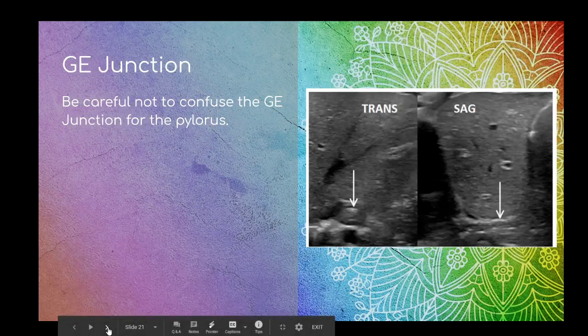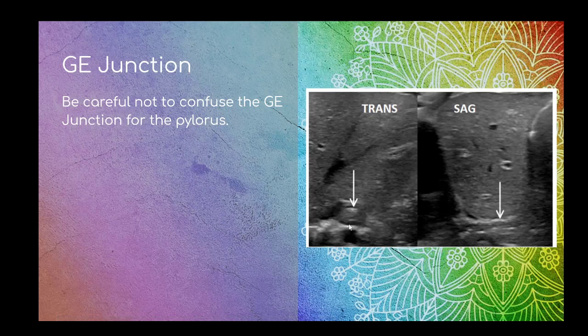The other pitfall of using ultrasound to look at the pylorus is that an inexperienced tech might find the gastroesophageal junction and think that is the pylorus, and it is not. So this is the gastroesophageal junction. This sits a little bit higher. Remember, the esophagus comes in at the fundus of the stomach, so this is higher than where the pylorus typically sits, but it has a similar appearance to it.